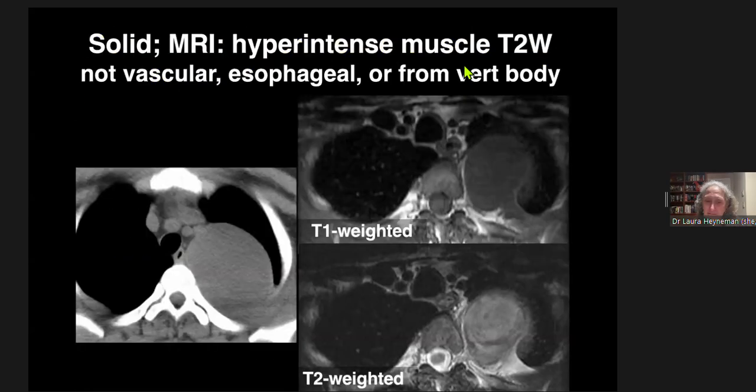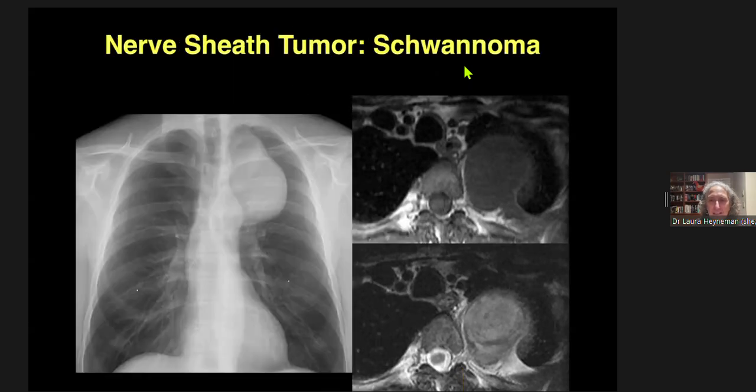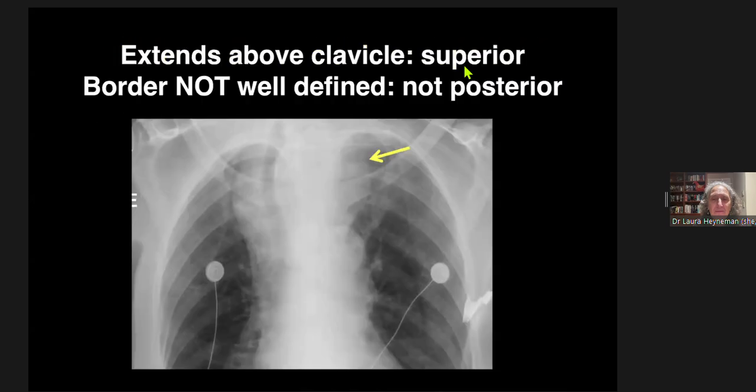So this person got both first a CT and then an MR that showed a soft tissue mass. It was certainly not a vascular tumor. It seemed to be very separate from the esophagus. And it has a small little connection to one of the neural foramen. So this was favored to be of neurogenic origin and was a schwannoma upon resection.